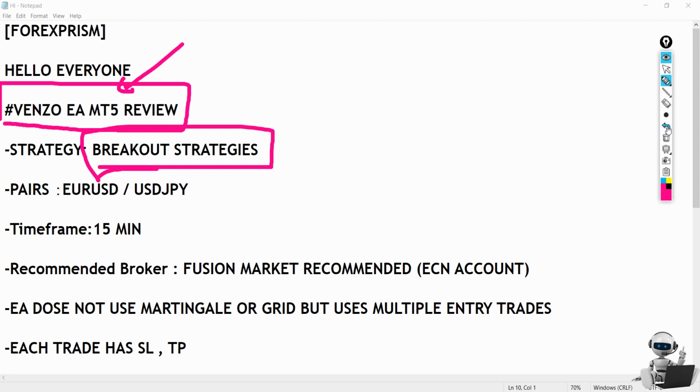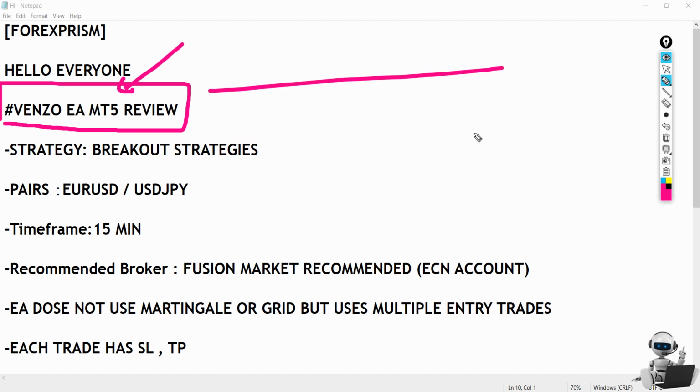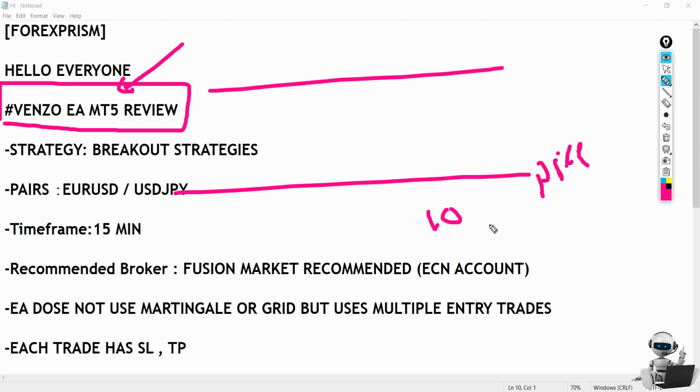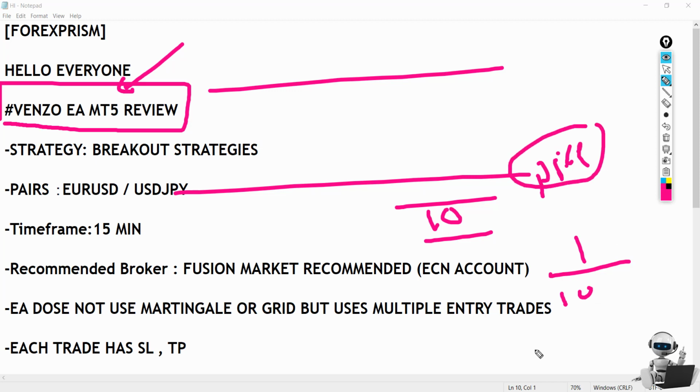Now how is this EA working? It basically opens pending orders. It opens 10 pending orders at the same price. You would be asking why it opens 10 orders. Well, because it divides the lot size. For example, let's say we have one lot size, it will divide it into 10 trades at the same price, so it will be 0.1 for each trade.